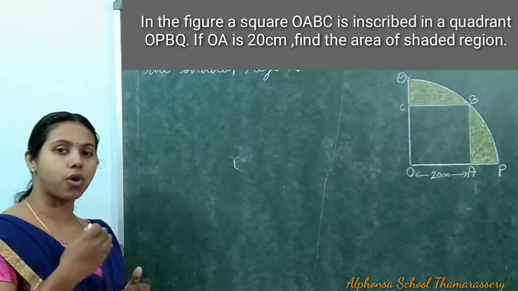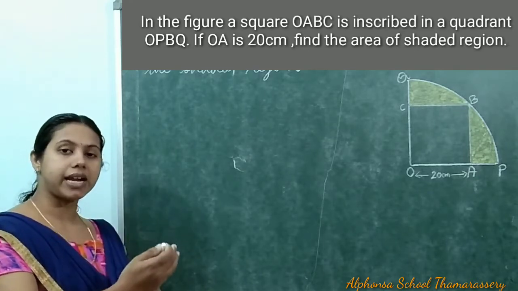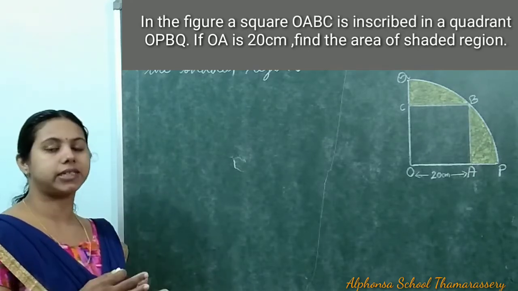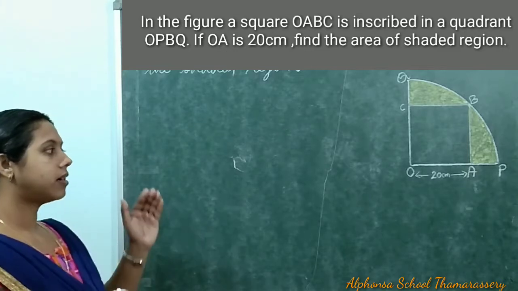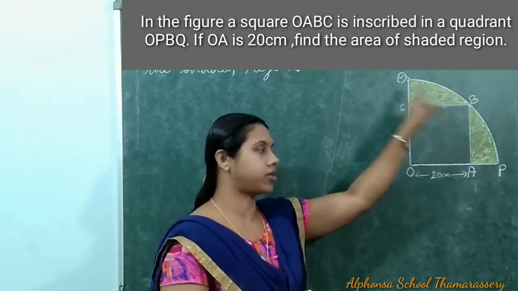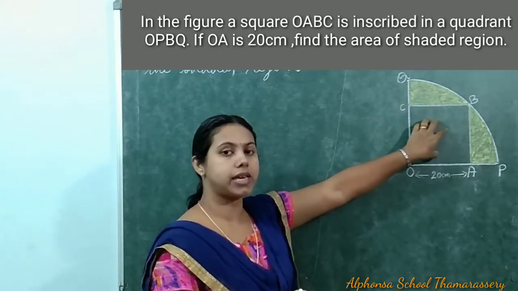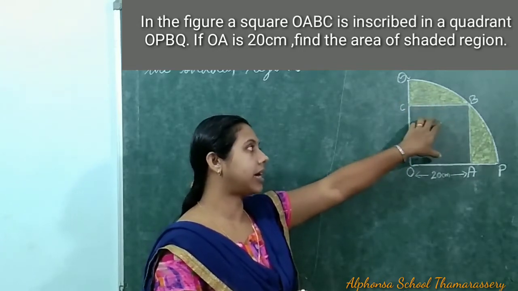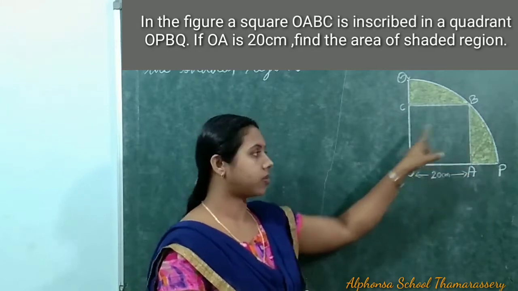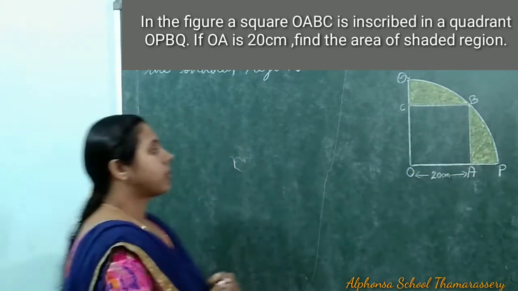Inscribed means drawing one shape inside another so that it just touches. So here in the figure, a square is inscribed in a quadrant. A shape, the square, is drawn inside the quadrant, so that the square just touches the quadrant.